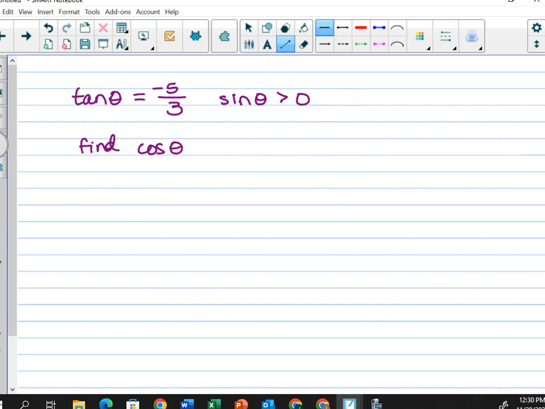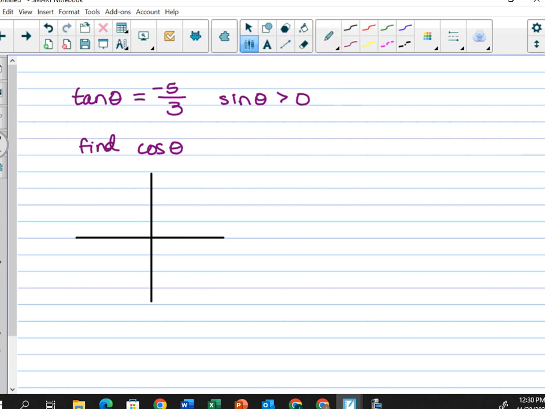How are we doing, guys? Check in with each other. Which quadrant did you draw your triangle in? 4. 2. Wait. Give you another minute here, but it should be a second quadrant triangle.